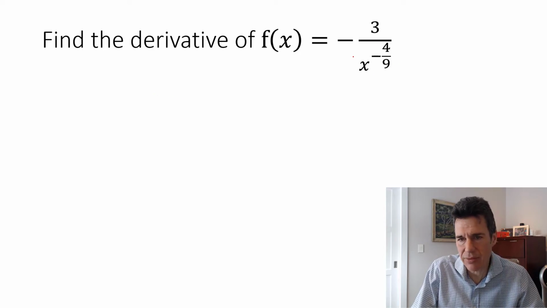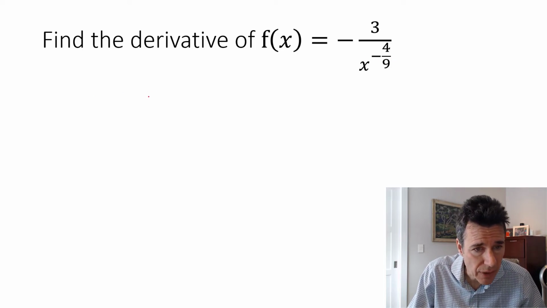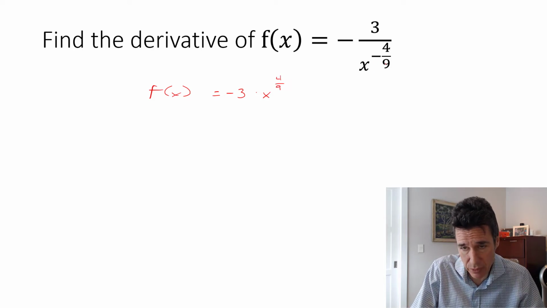This x to the negative 4/9 is a little bit annoying in terms of where it's sitting. It'd be nicer if that were x to the power something in the numerator, if we didn't have anything in this denominator. So the way we're going to fix that is to use a little bit of algebra. X to the power n in the denominator is the same as x to the power minus n in the numerator. So this function we can rewrite as negative 3 times x to the power positive 4/9, right? Because the opposite of negative 4/9 is positive 4/9.